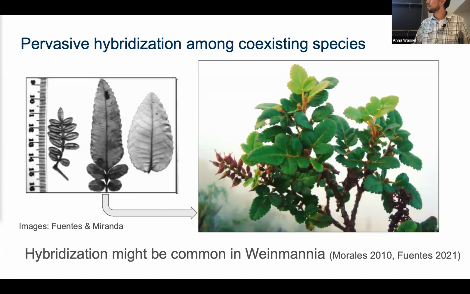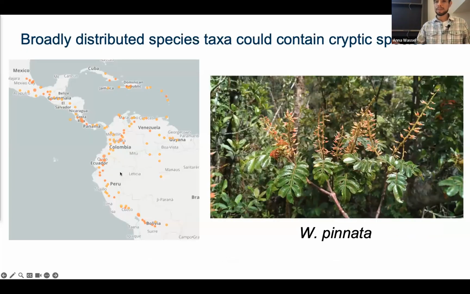Previous researchers, taxonomists, experts have shown that these plants tend to hybridize a lot, especially when they have overlapping distribution in the altitudinal gradient. They tend to form hybrids, and sometimes they identify these intermediate morphologies, as I mentioned before, like sort of auriculate leaves as hybrids between, for instance, in this case, a compound leaf species and a simple leaf species. So this suggests that hybridization might be common in Weinmannia.